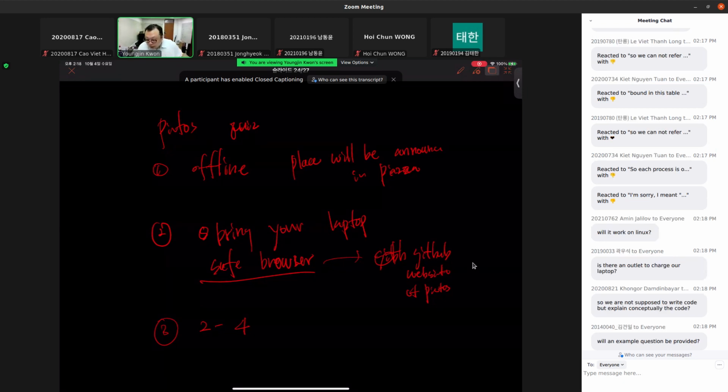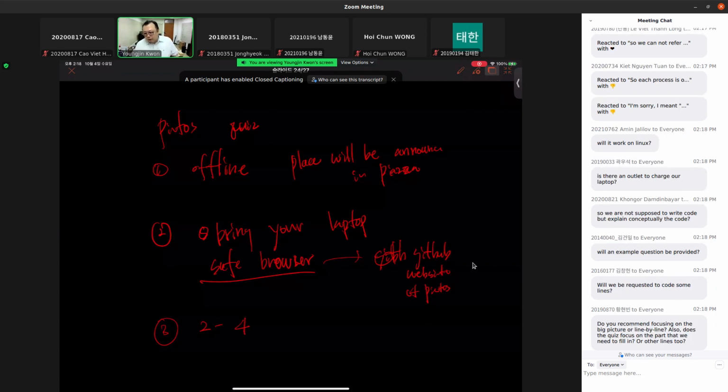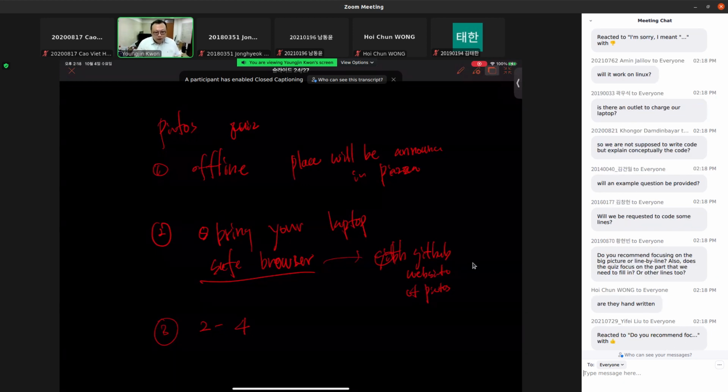Other question. Is there an outlet to charge the laptop? No. So please bring a charged laptop. No laptop chargers will be provided. If your laptop is out of power, that's your problem, and it would be a nightmare. We cannot prepare laptop chargers in the room.